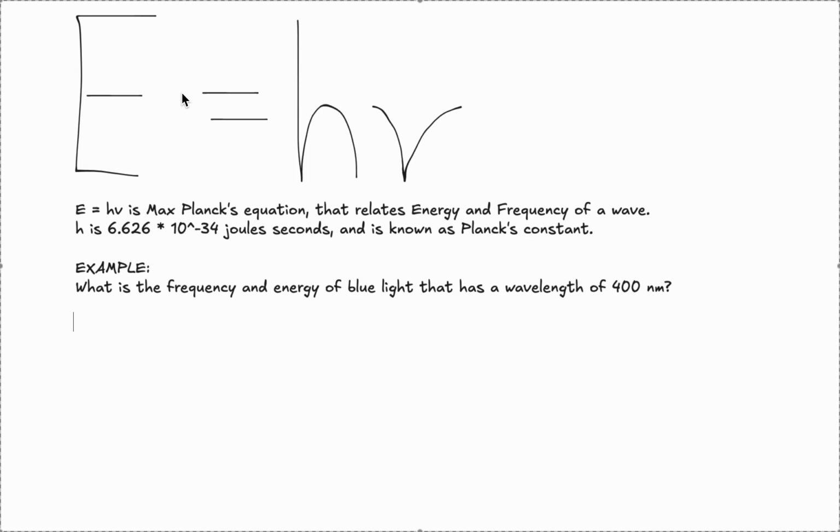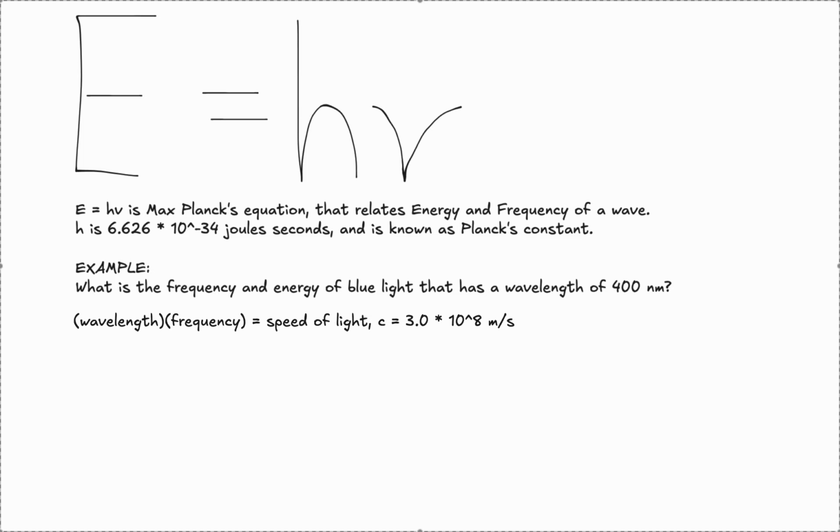So here it is. What is the frequency and energy of blue light that has a wavelength of 400 nanometers? If I were you, I would pause the video right here and try to work it out myself. Here's a hint. It would use both E equals hv and the equation that we talked about last time, which is that the wavelength of a wave times its frequency is equal to the speed of light, where the speed of light, known as the constant c, is equal to 3.0 times 10 to the power of 8 meters per second. Okay, meters per second, yep.